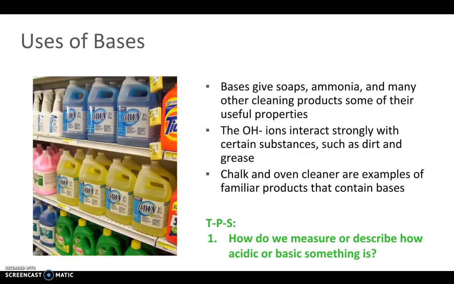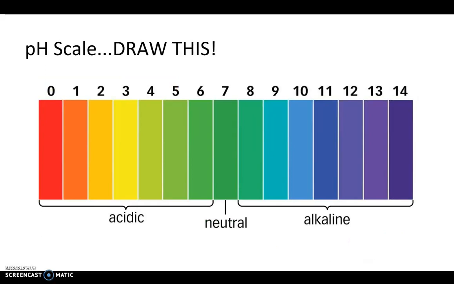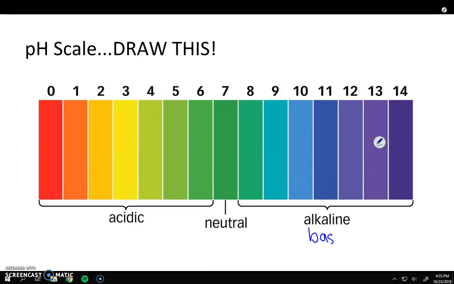So take a minute to think about how do we measure or describe how acidic or basic something is. You can write this down in your notebook for yourself, kind of your thoughts around this. Okay, go ahead and pause the video at this point and draw this pH scale complete with pretty colors into your notes. So you have your acidic things, which are 0 through 7. 7 is really neutral. And then 8 through 14 are alkaline or basic. So pause the video now and draw this into your notes. Did you pause it? Okay, good.